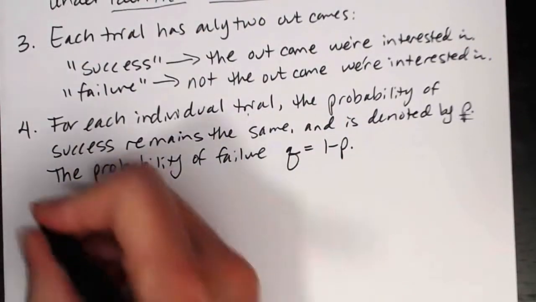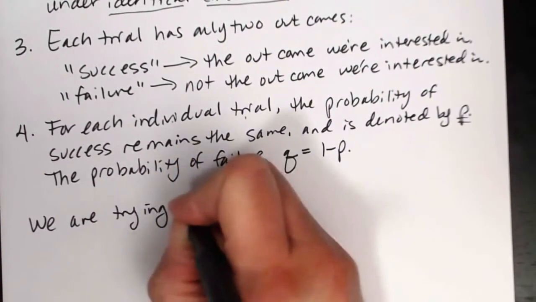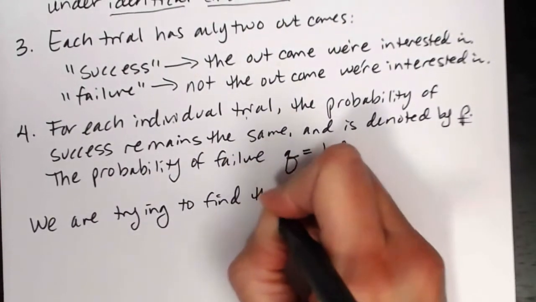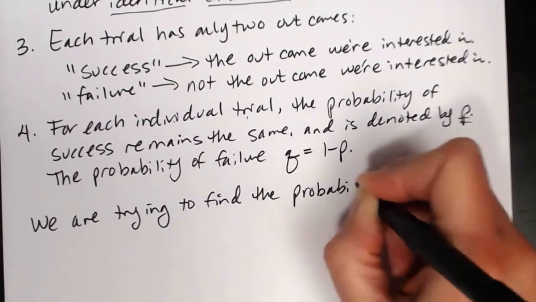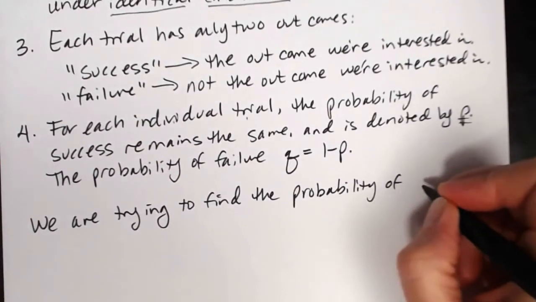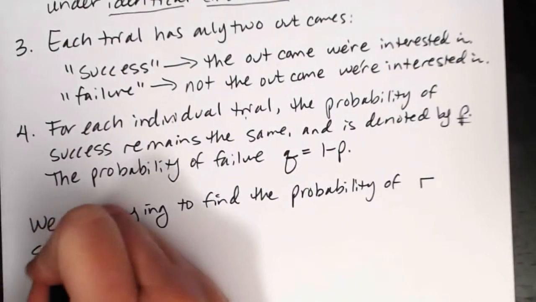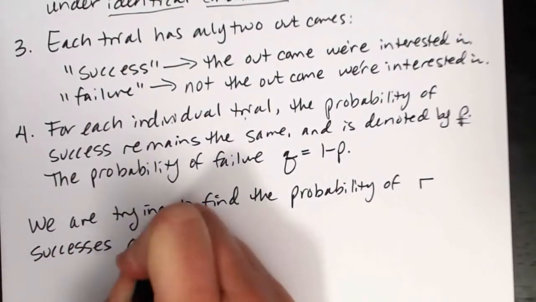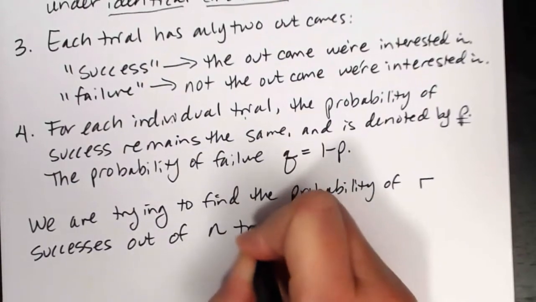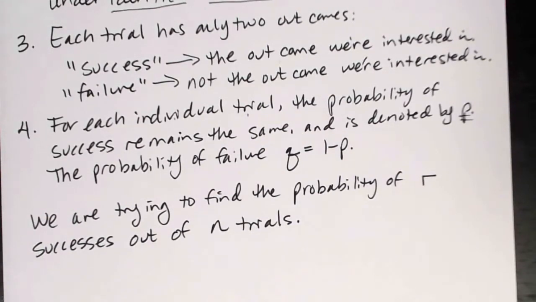Typically what we're trying to do is find the probability of a specific number of successes, which we usually call lowercase r. So r successes out of n trials. Okay, and that's the idea with these binomial experiments and the binomial probability formula.